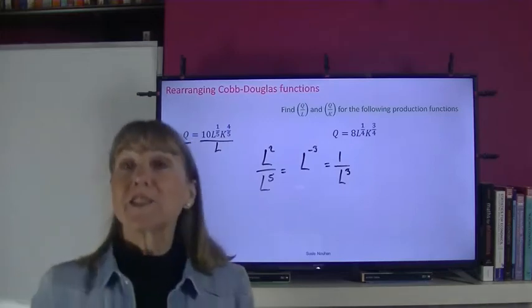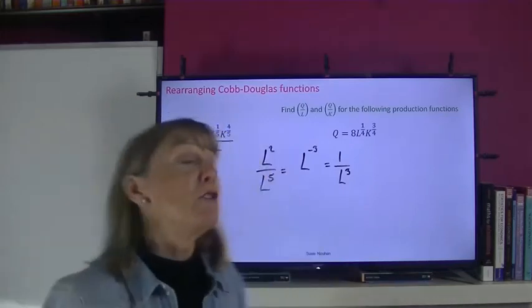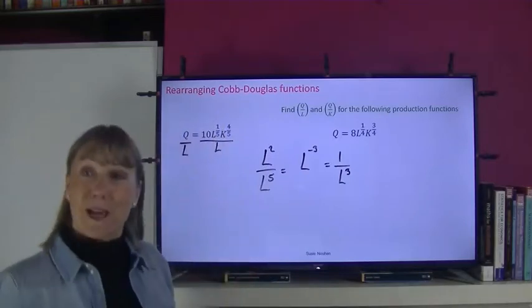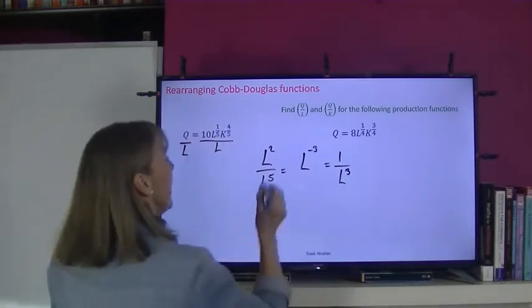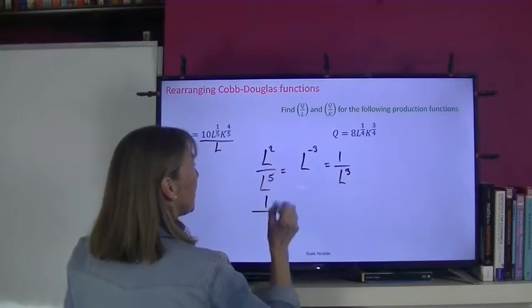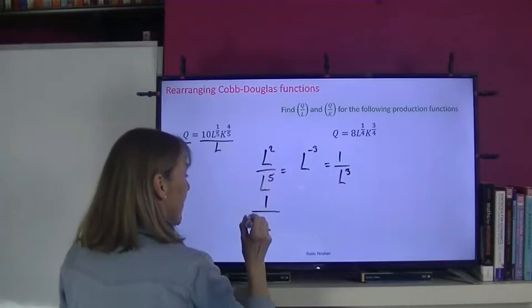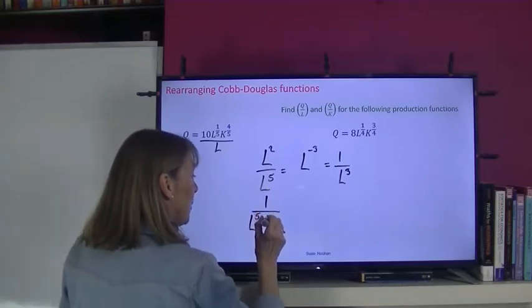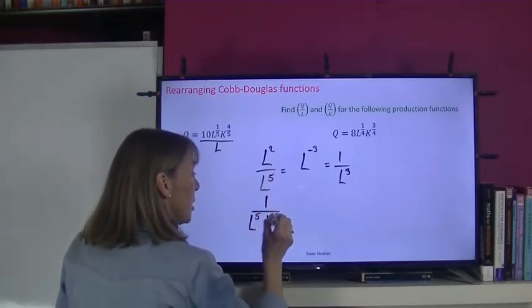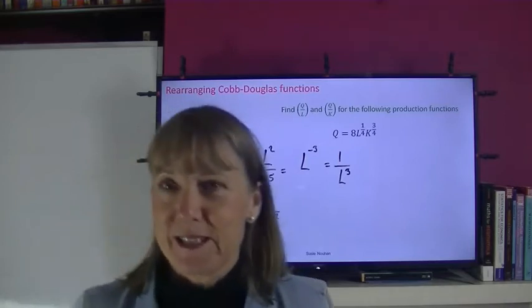Okay, now it's going to be a little easier for you if you could do this a different way for what we're about to do. And let's say this time we're going to bring that L squared down to the bottom. So here's the L to the 5, it's already there. We're bringing the L squared down, but to put it on the bottom it has to be negative.